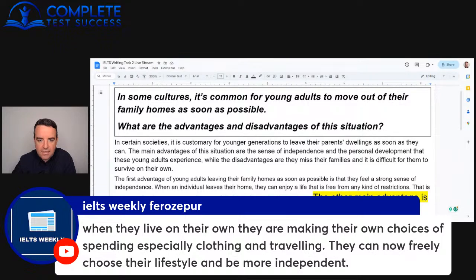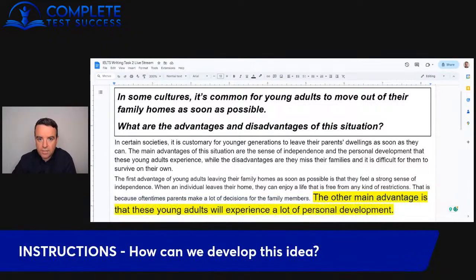So, giving that contrast between the two. So maybe you would say when they live on their own, they are making their own choices of spending, especially clothing and traveling. Whereas when they were living at home, their parents made these decisions for them, and therefore they had less independence. So try and show me how they're more independent now than they were when they were living with their families, not just what types of things they will be independent to do. So not just what they'll be doing, but also, how or why does that happen?